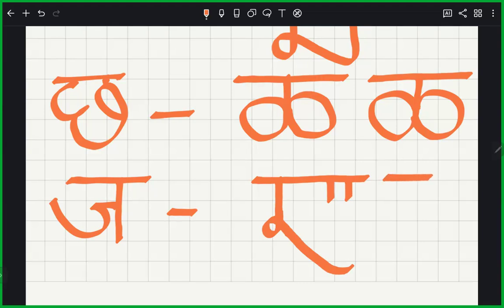Okay, let's draw it again. Shirorekha. From the left, we start with this smaller stroke, then we round our pen, we draw this slanting line, then once we draw this slanting line, we curve it a little bit. And then these two parallel lines. This is Ja.